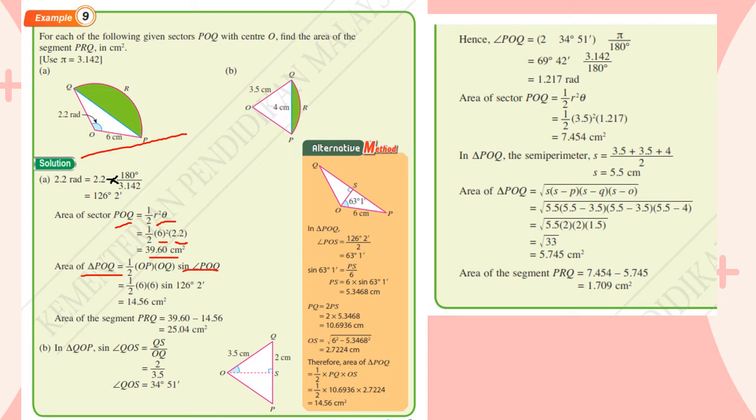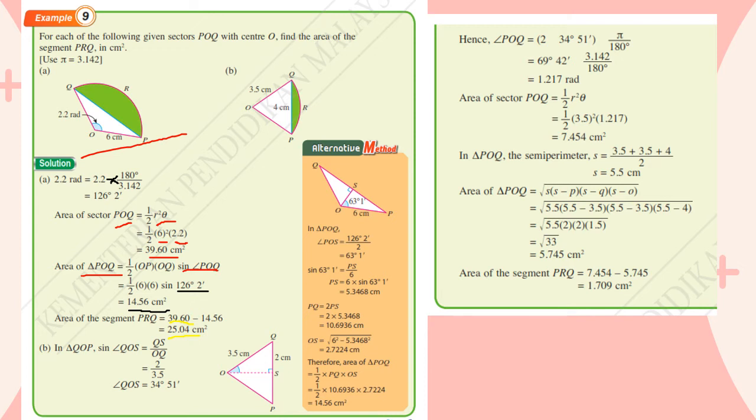Okay, so we substitute the value of the angle here, and then you find the area of POQ. And finally, just minus the area of sector, which is 39.60 minus 14.56, the area of triangle, and you will get 25.04 centimeter square. Okay, next we move to question B.